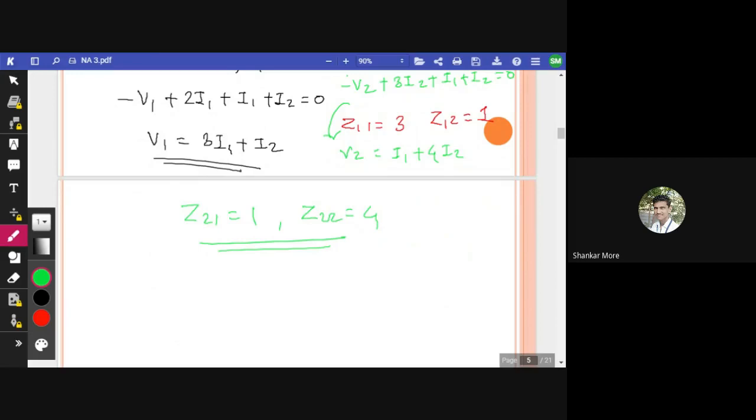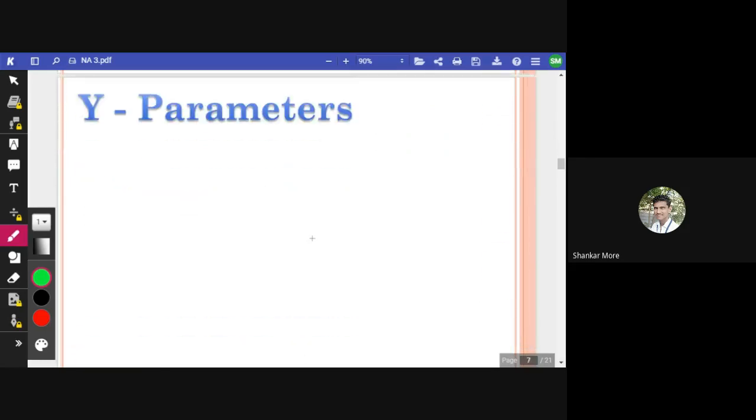Now this was a very simple example, but you might get complicated examples. Complicated means the examples might contain dependent sources, or even inductors and capacitors. The circuit can be anything, but the concept will be this only. We just have to follow this process. Now remember one thing: to calculate any other parameter, the first step is to calculate the Z parameters. Now the next one we have is Y parameters.